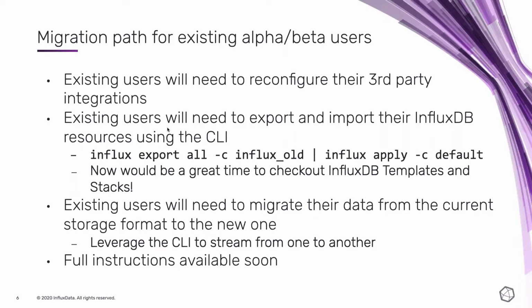You'll also need to migrate your data from the current storage format to the new one. And depending on how much data you have in InfluxDB, this could be a quick process, and this could be a not so quick process. So similar to the export all your resources and import, you can leverage the CLI to dump out your raw data and then load that raw data into your new instance, and you can stream between them. So again, there'll be documentation on how to do that.